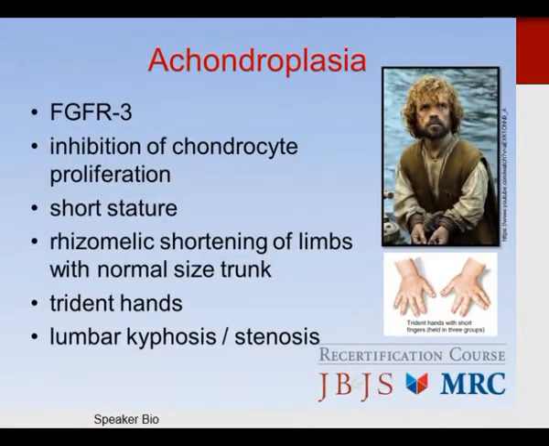Achondroplasia, as we mentioned, is a dysfunction of the zone of proliferation. Fibroblast growth factor receptor 3. Again, it's inhibition of chondrocyte proliferation. These patients have short stature, trident hands very commonly, lumbar kyphosis and stenosis. These are important manifestations. Here you see our friend from Game of Thrones who has achondroplasia.